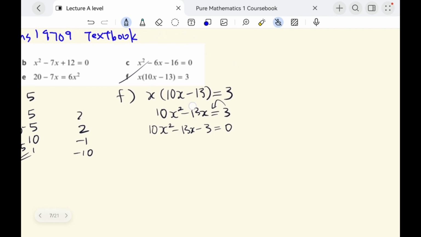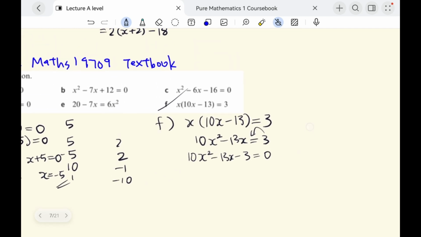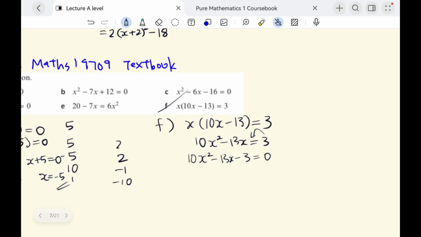Alright, and you must carry out the factorization. Okay, so put two brackets here. So, what are the possible products of -3? It is 1 times -3. What are the possible products of 10, which is 5 times 2, right? Or 10 times 1. Okay, 10 times 1 or 5 times 2.